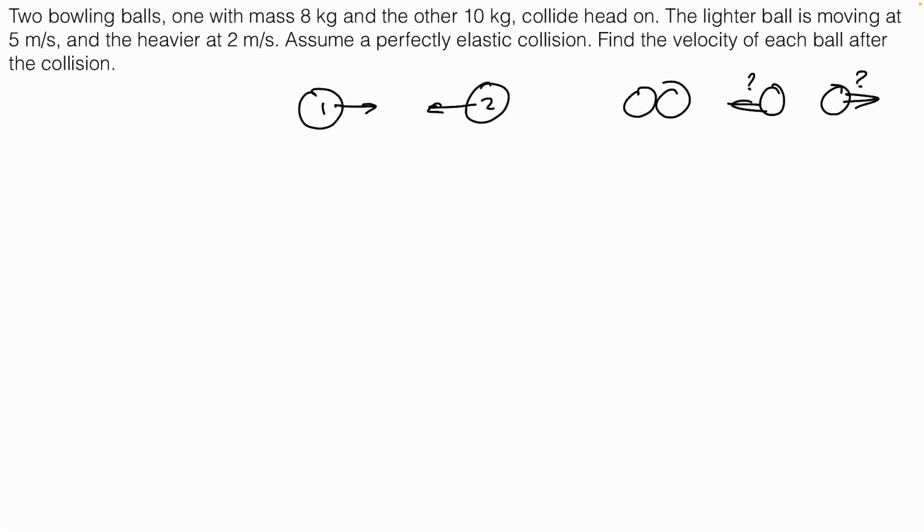Now, for an elastic collision, again, it says assume a perfectly elastic collision. What are we going to do? What two equations are we going to use? Like your strategy is set. What's the strategy? Conservation of momentum, V2 final. Okay, M2, V2 final. So there's my conservation of momentum statement, right?